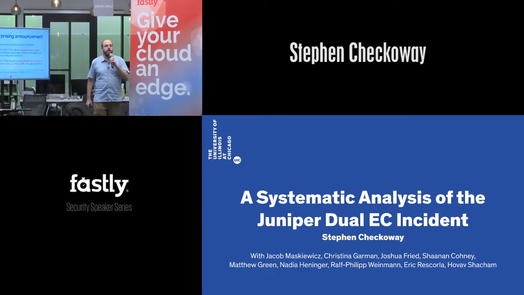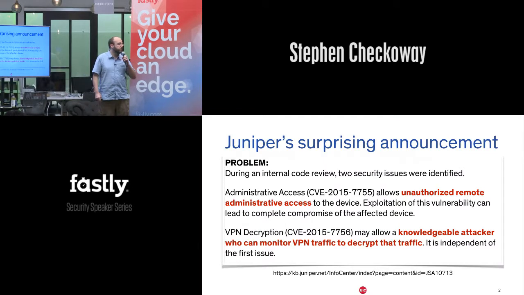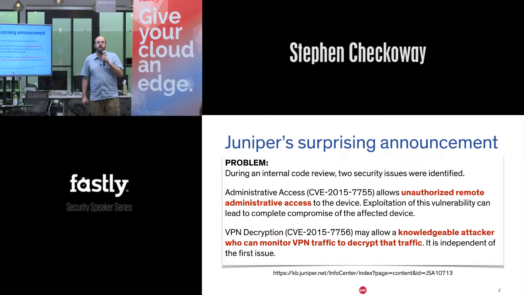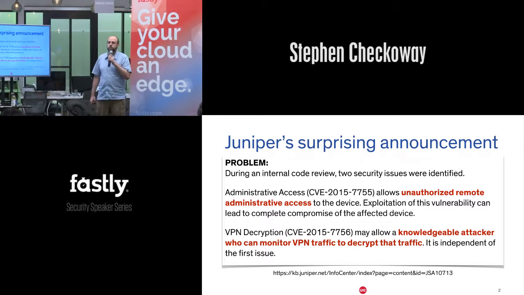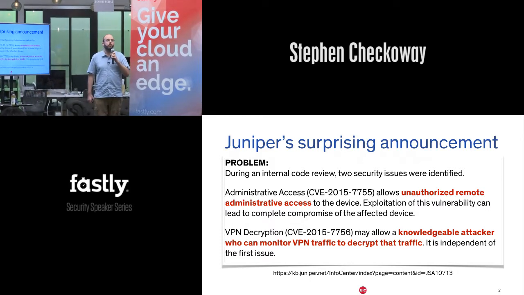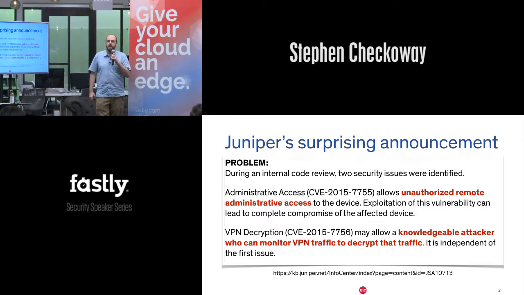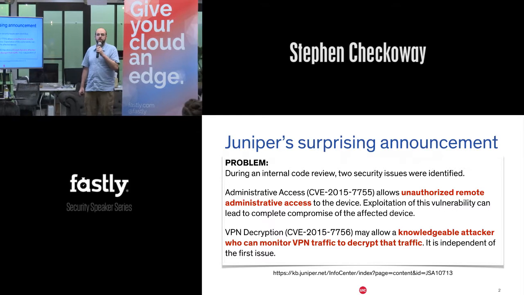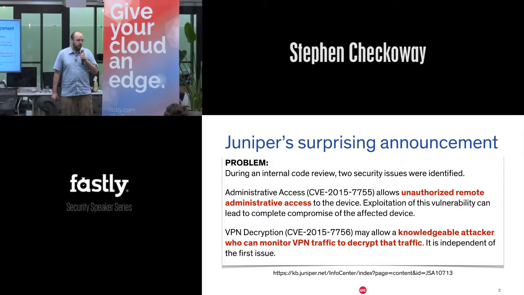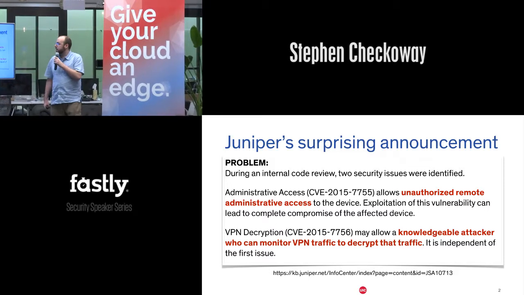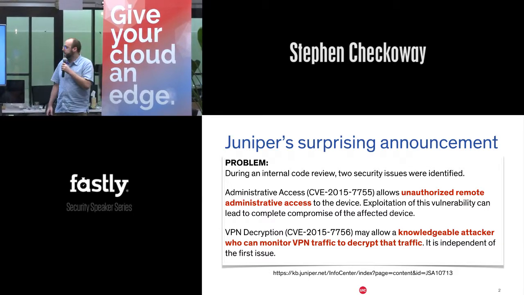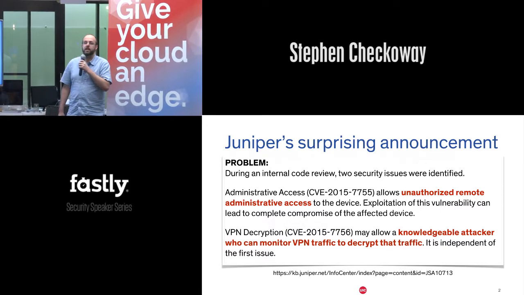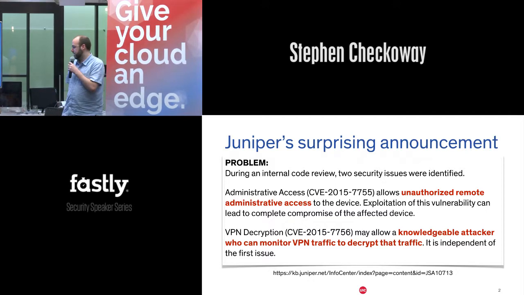So in late 2015, in December 2015, Juniper made a surprising announcement. They put out an out-of-cycle security bulletin saying that during an internal code review, they had discovered that some unknown third party had inserted some software into some of their routers. And that this led to two different security vulnerabilities. So the first was an unauthorized remote access, and the second is this somewhat vague statement that a knowledgeable attacker who can monitor VPN traffic is able to actually decrypt that traffic.